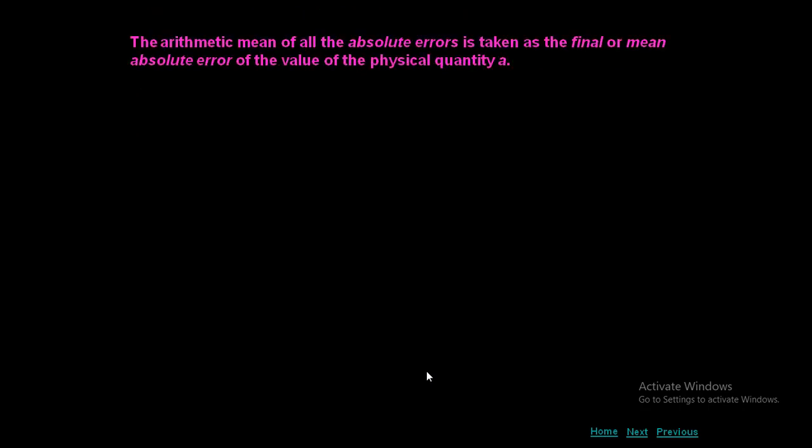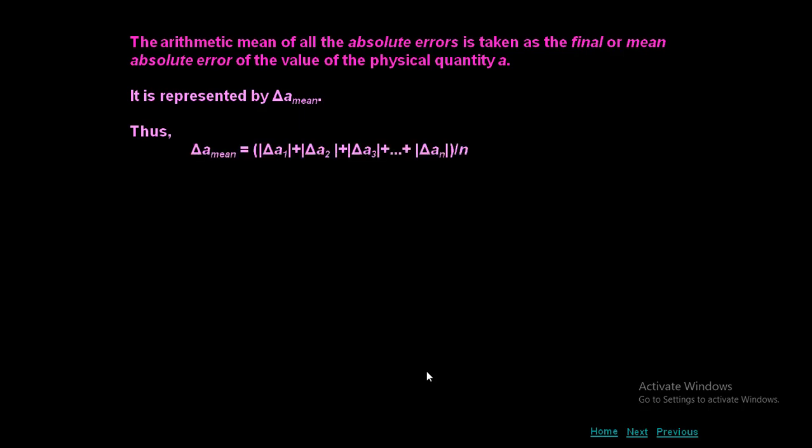The arithmetic mean of the absolute errors is taken as the final or mean absolute error of the value of the physical quantity. That means mean absolute error. Mean absolute error means the sum of absolute errors divided by the number of absolute errors. It is represented by delta A mean. Thus, delta A mean is equal to delta A1 plus delta A2 plus delta A3 and so on up to delta AN, divided by n, which is represented by summation of i equal to 1 to n of delta Ai by n. Now here it is a short way to represent the total expression.